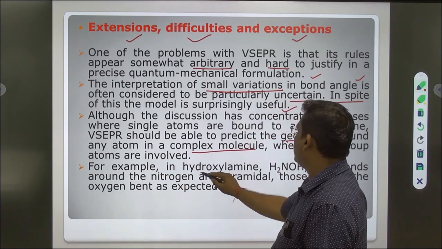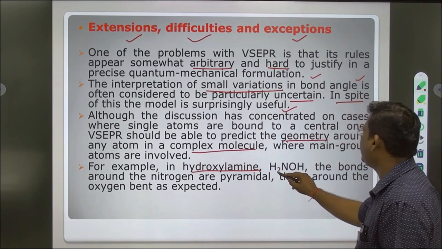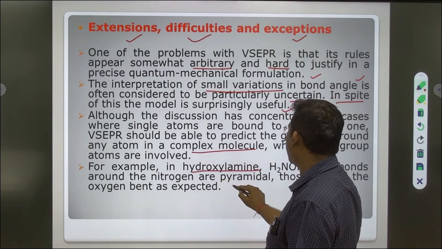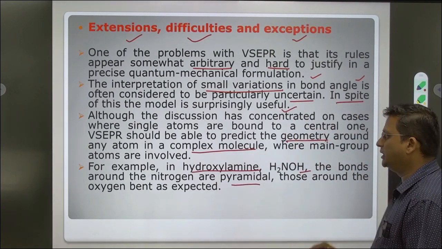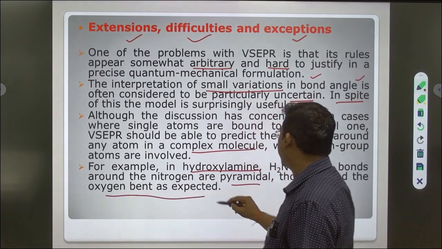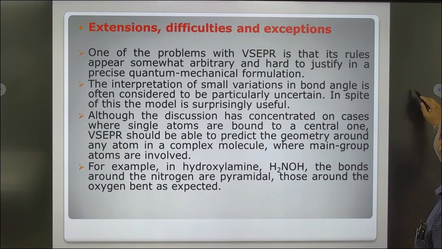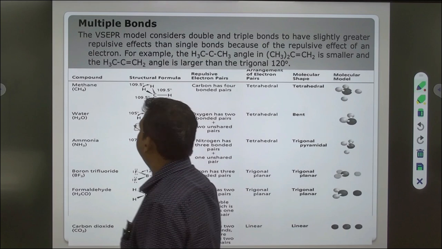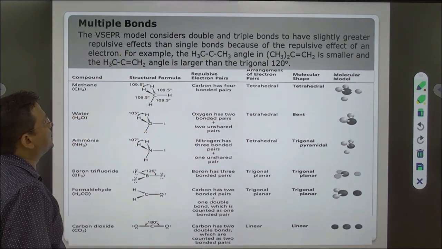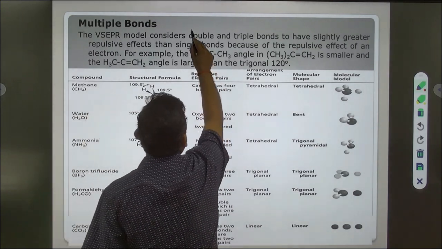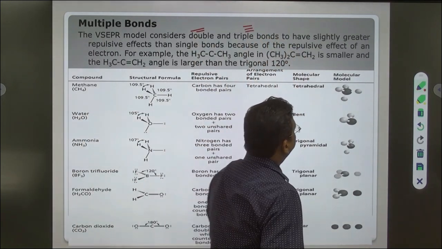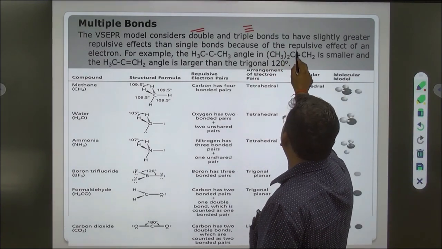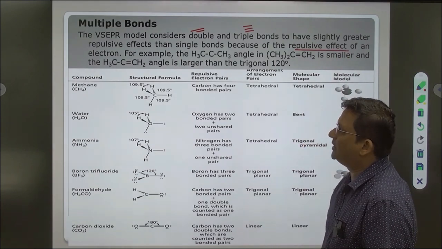For example, hydroxylamine, NH2OH, the bonds around the nitrogen are pyramidal. Those around the oxygen are bent as expected. Okay? And here, multiple bonds. The VSEPR model considers double bond, triple bond, where double bond or triple bond have slightly greater repulsive effect than single bond because of repulsive effect of more electrons.